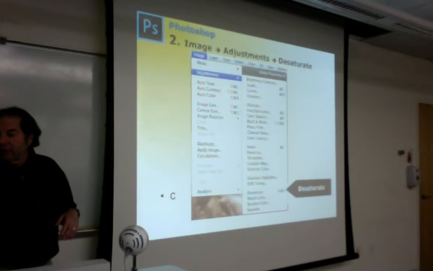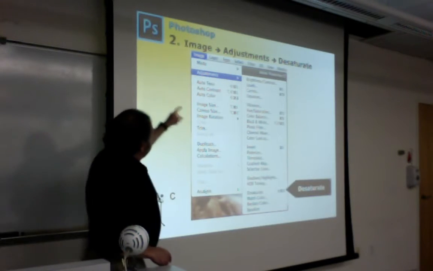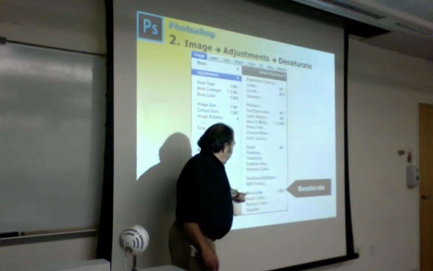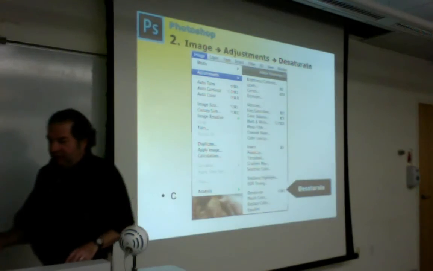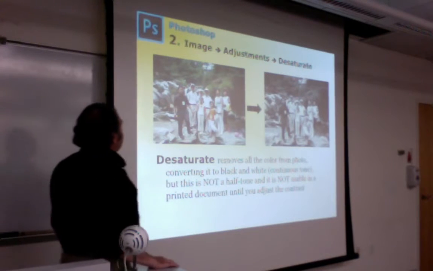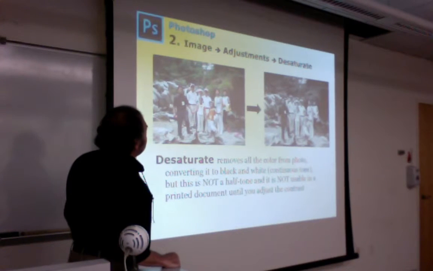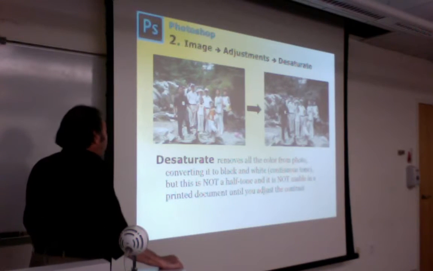All right. So number 2, desaturate. Okay, same menu, image adjustments. It's just one little button. If you want to remember the keystrokes, it's up to you. I don't care. All right. So here's the photo. Group of us in China, and clickety click. There we go. All the colors gone. It's in black and white.